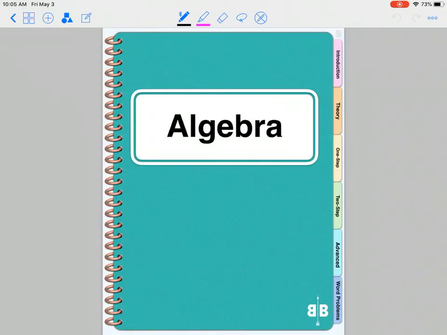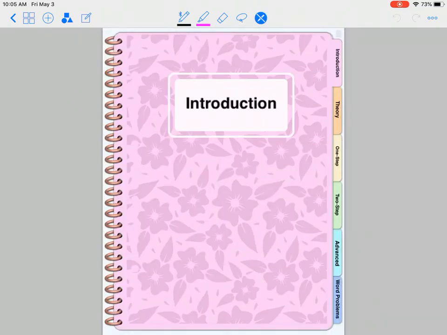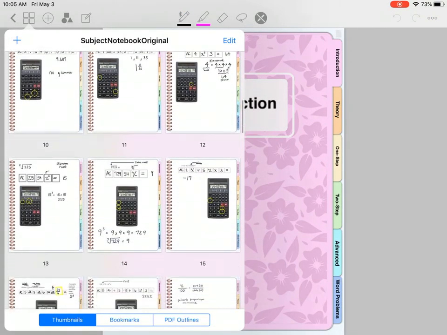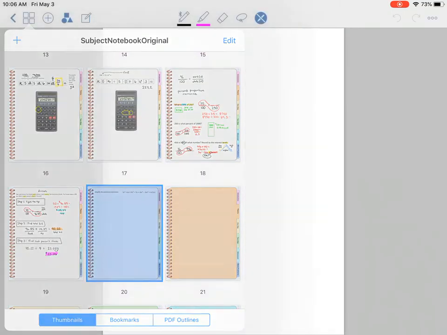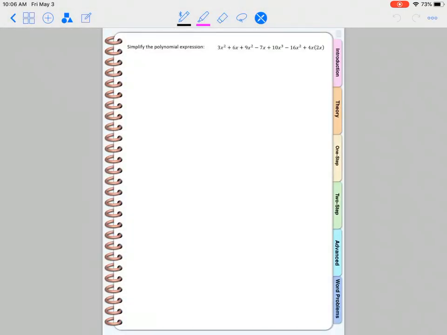Welcome back for one more problem. We are doing the calculator tutorial, so we're in the introduction section, and rather than have you watch me flip through all of those, I'm just going to go directly to the page.